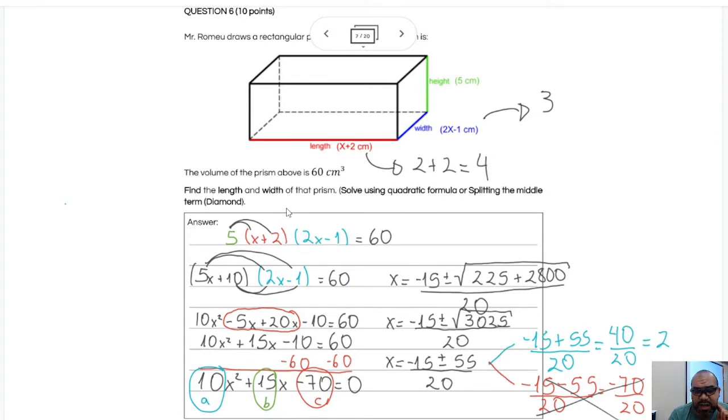Volume, guys, is multiply length, width, and height. The length, x plus 2. Width, 2x plus 1. Height, 5. Multiplying those together, we just put it like that.